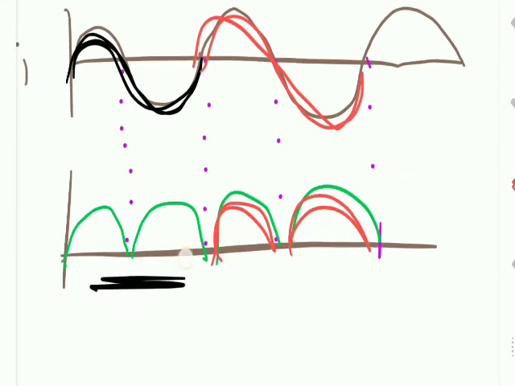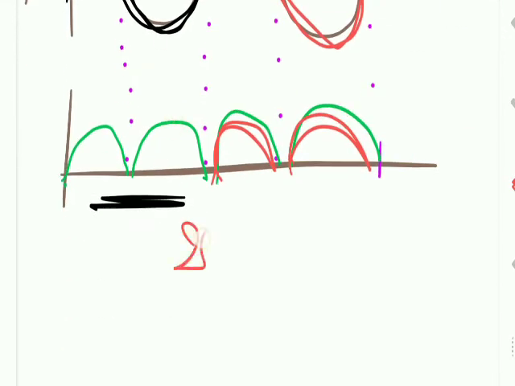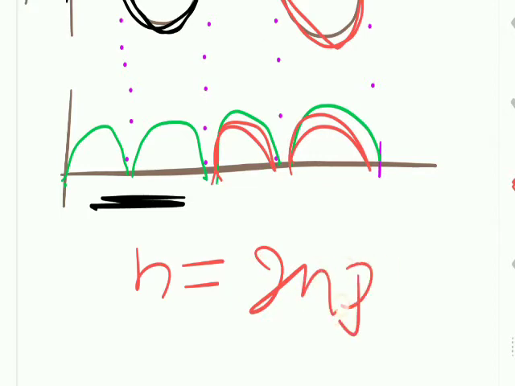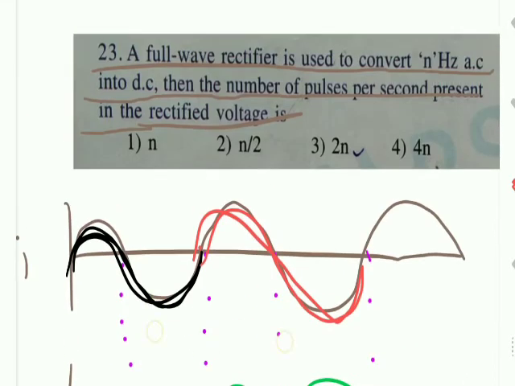Again, he is asking about n circles. It gives an output of 2n pulses. Our answer is 2n.